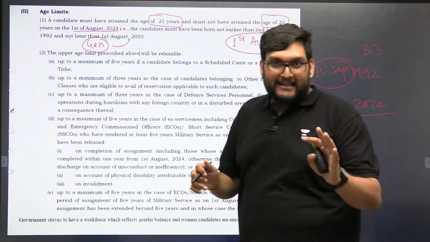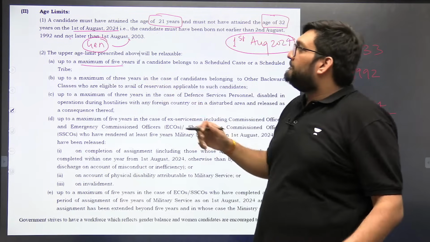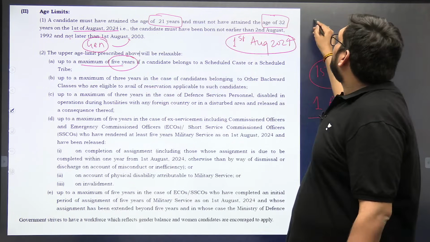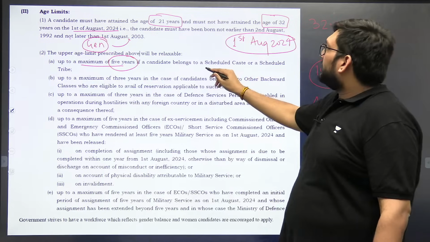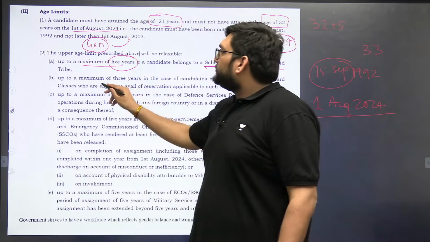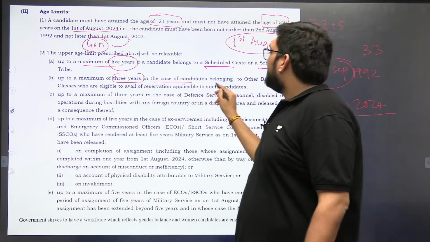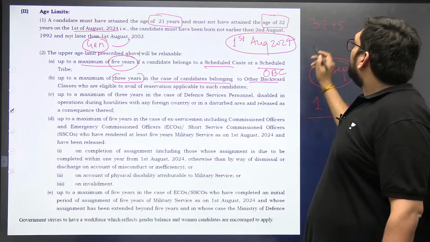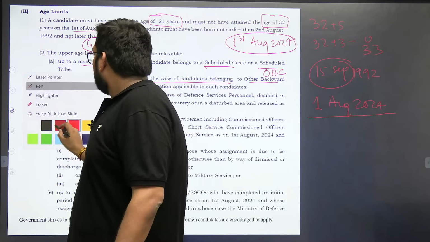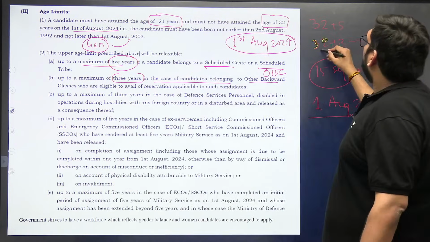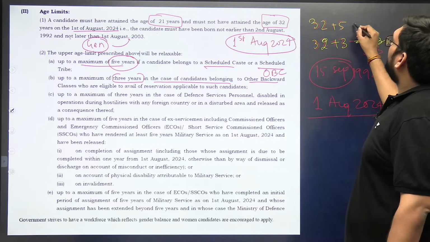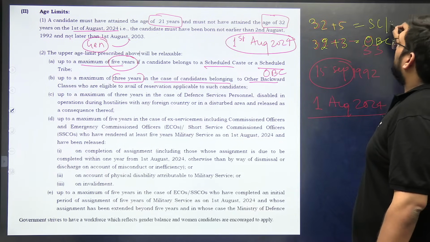Thereafter, there are certain age relaxations. For the upper limit, there is up to a maximum of 5 years of relaxation, meaning 32 plus 5, for candidates belonging to SC and ST, which is scheduled caste and scheduled tribe communities. Up to a maximum of 3 years for candidates belonging to OBC. So basically, it is 32 plus 3 for OBC and 32 plus 5 for SC/ST. I'll write it with the correct pen so that there's no issue.